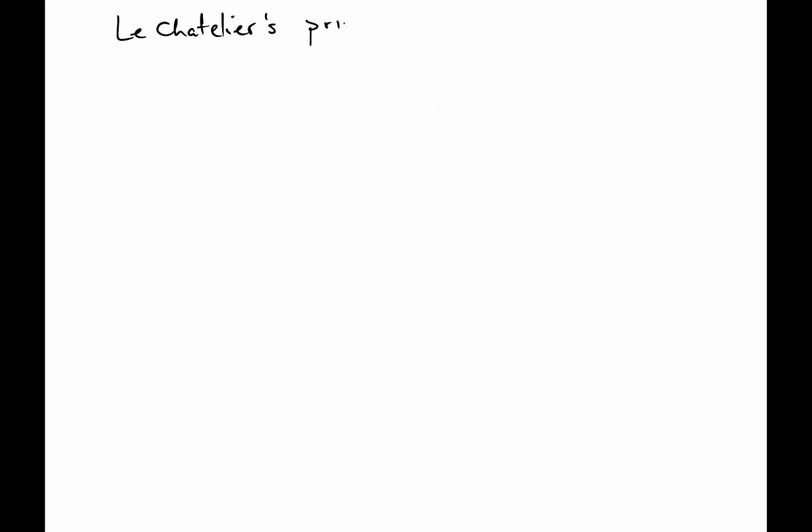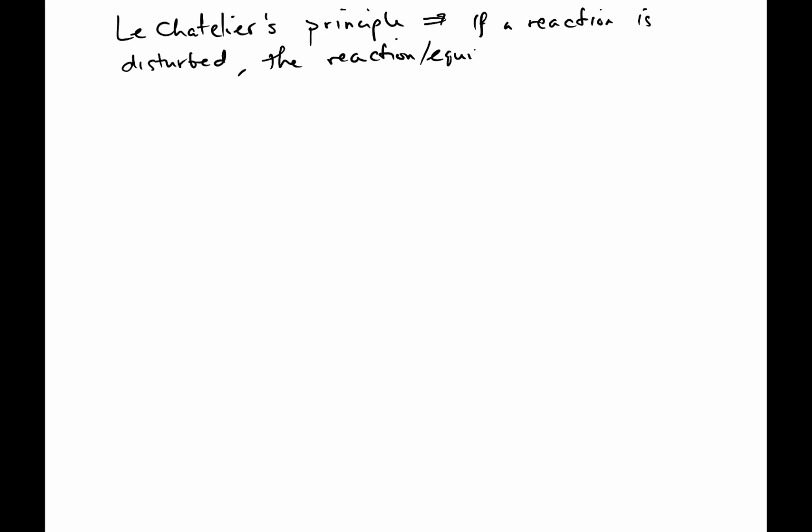So Le Chatelier's principle. If a reaction is perturbed or disturbed, and this is an equilibrium reaction, is disturbed, the reaction equilibrium, again, we're talking specifically about equilibrium events, shifts in a direction that minimizes the disturbance.